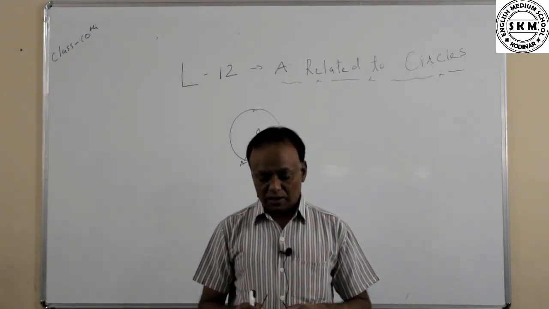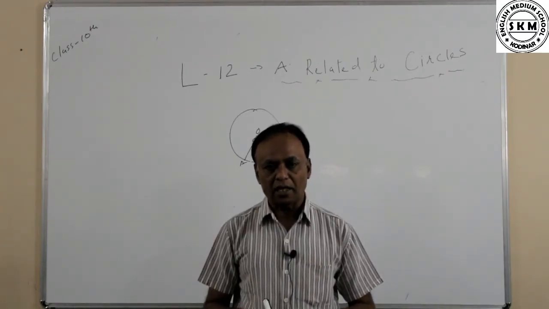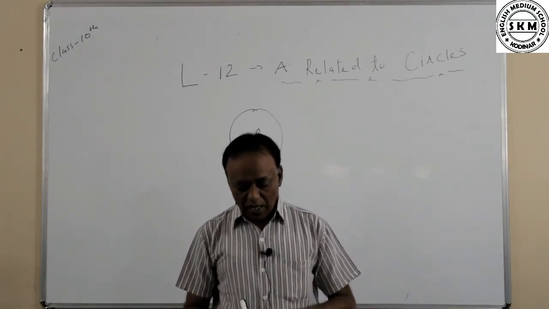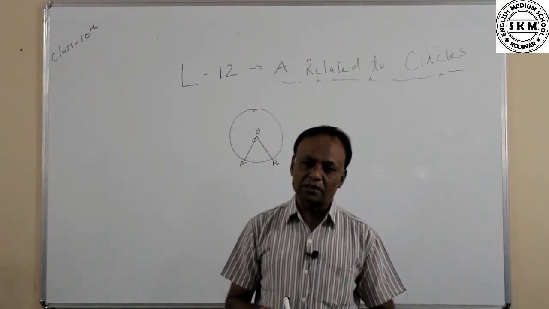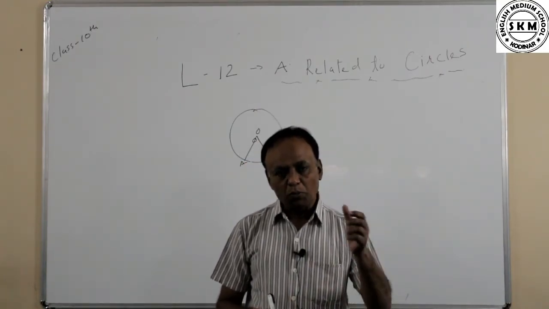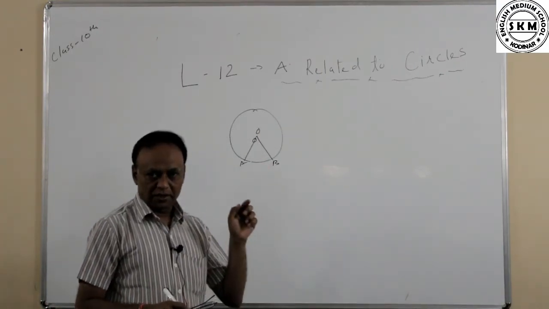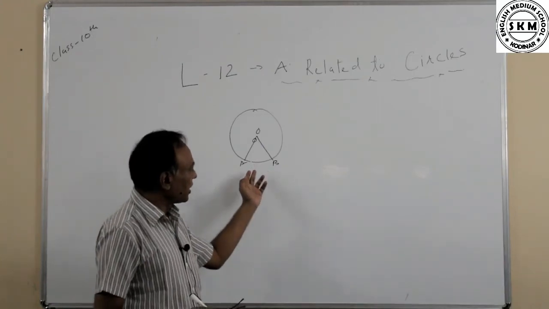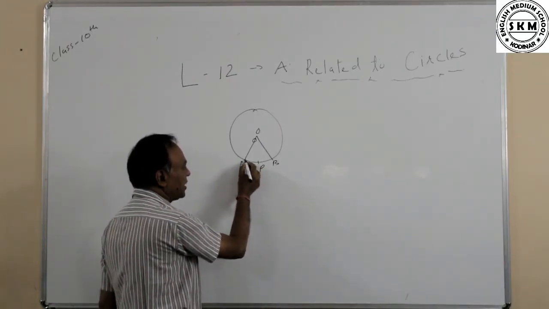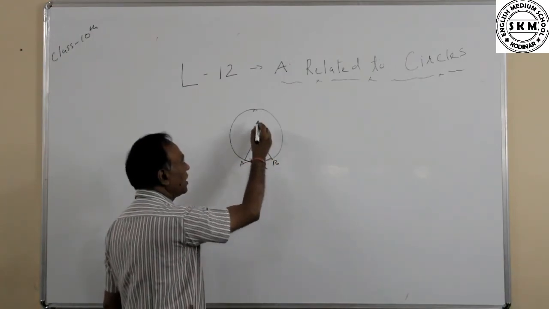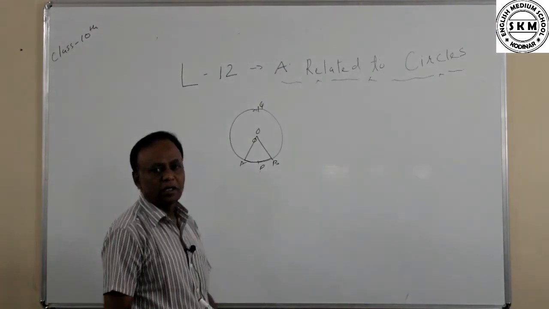Before segment, I want to discuss the arc, minor arc, and major arc. An arc is a portion of the circumference of a circle. Here AB means the arc APB. This is called an arc, and AQB here is also an arc.